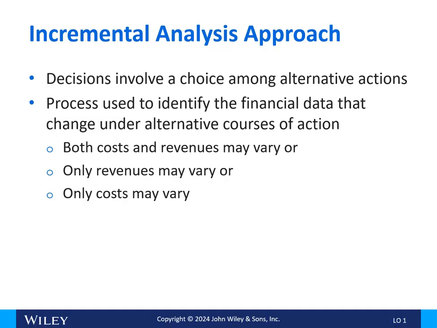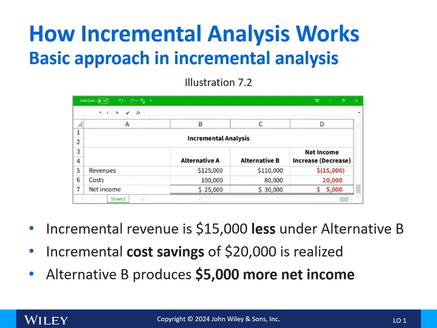The incremental analysis approach is used when decisions involve a choice among alternative actions. It's a process used to identify the financial data that change under alternative courses of action. So it could be where both costs and revenues vary, or only revenues vary, or only costs vary. The way we look at that is we have our revenues, our costs, our net income. What's alternative A? How much revenue do we have? How much cost is there? What's our net income? Compare that to alternative B. And then that last column is just the net increase or decrease.